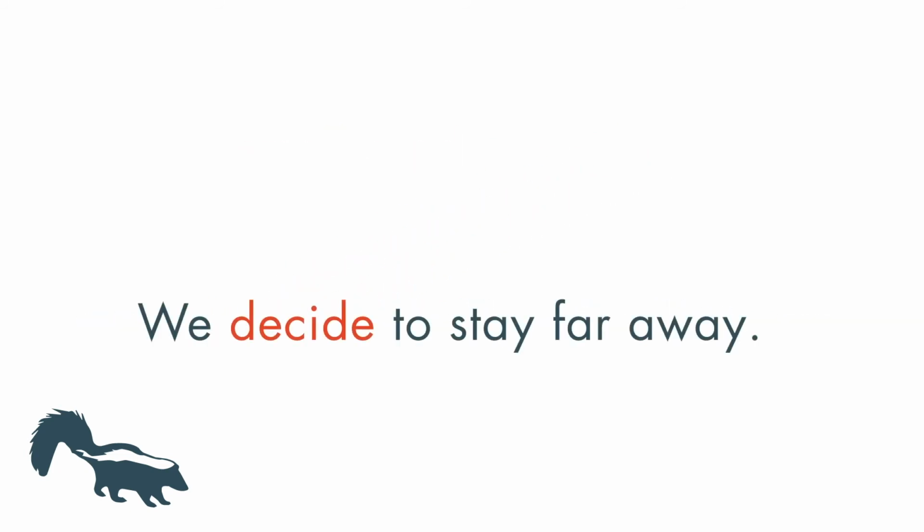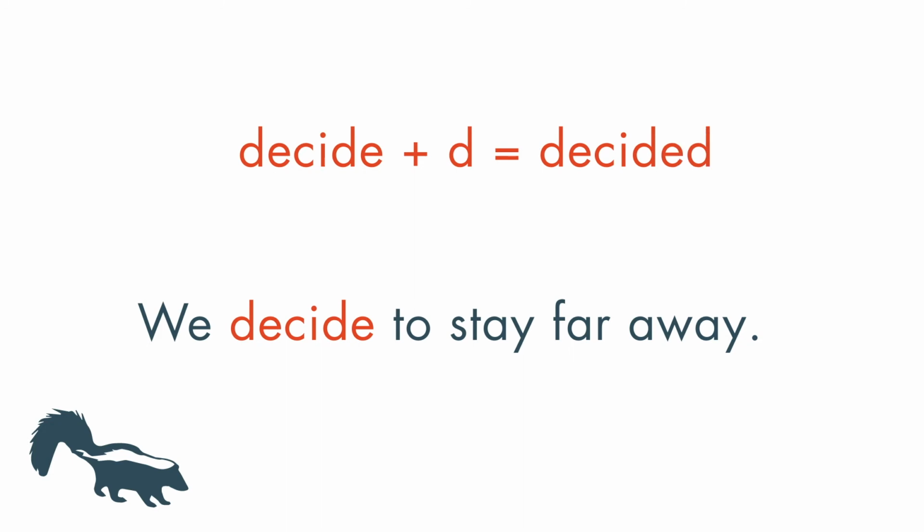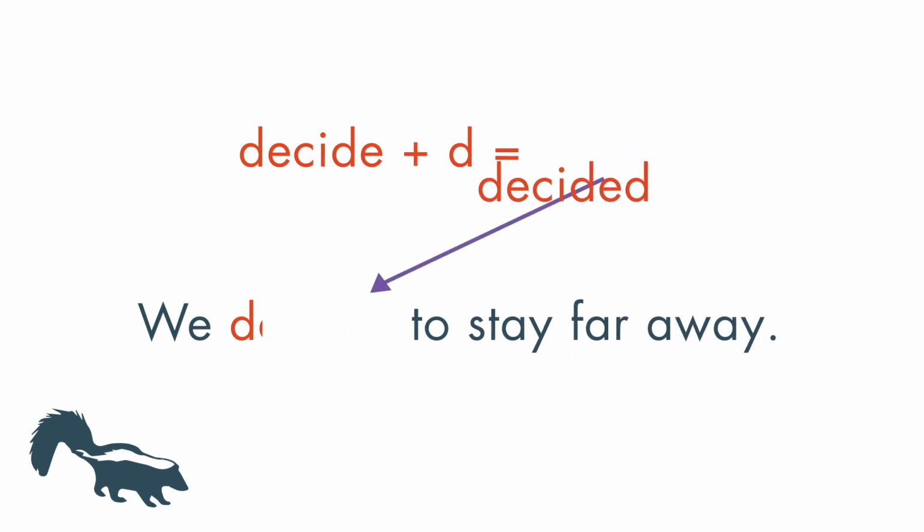Now, look at the verb decide. The present tense verb decide ends with the letter e. For a verb ending in e, you usually add only the letter d to form the past tense. The past tense is d, e, c, i, d, e, d. Decided.